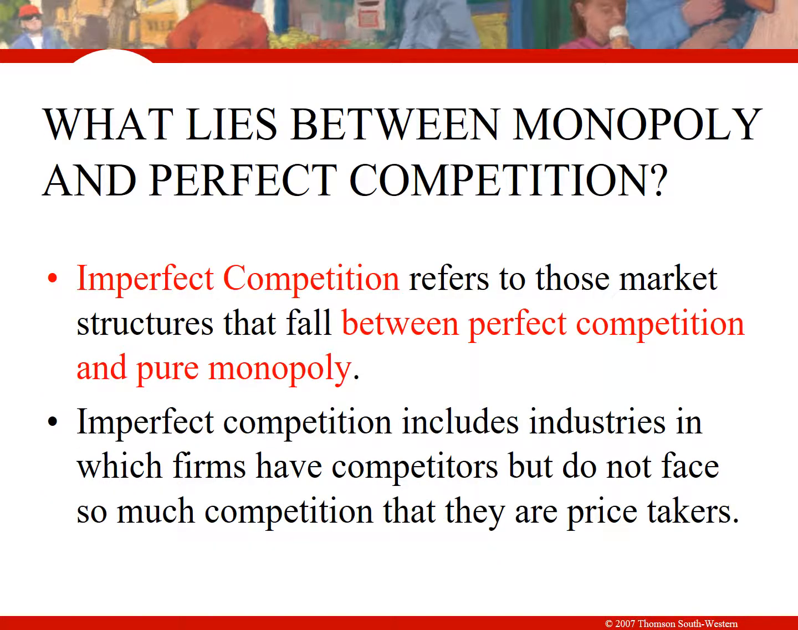So, when we were talking about that spectrum, what lies between monopoly and perfect competition? Well, you have perfectly competitive and then no competition, so it just stands to reason that in between is what we call imperfect competition. So these are market structures that are going to have industries that do face some competition.